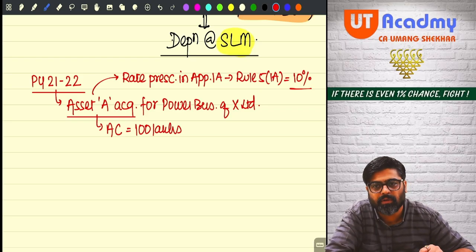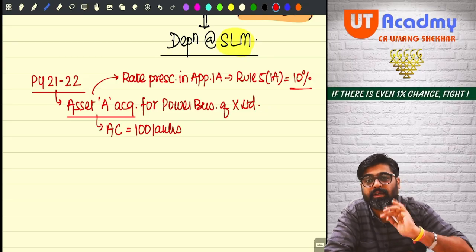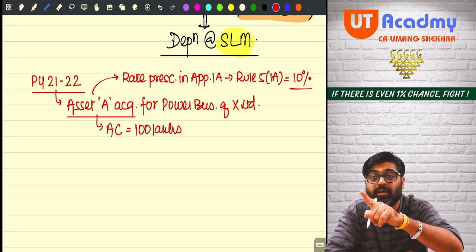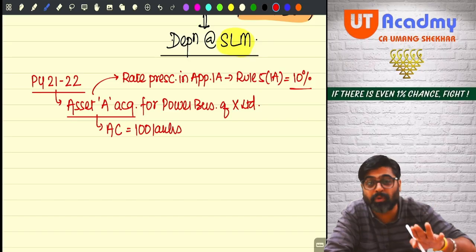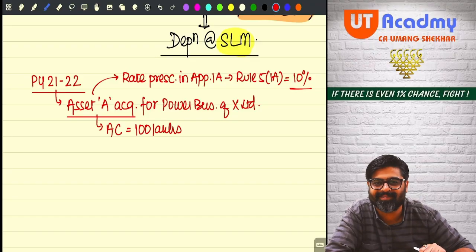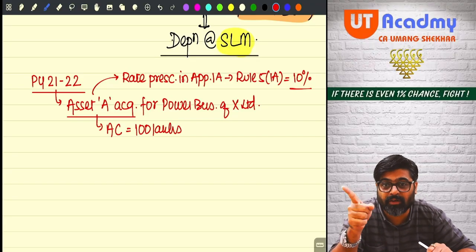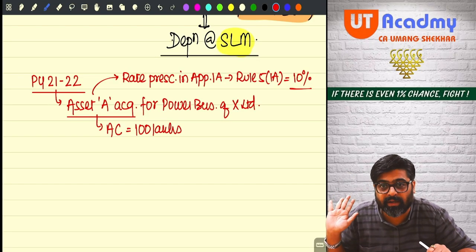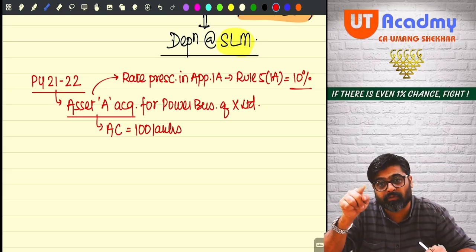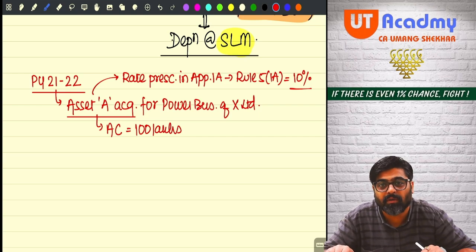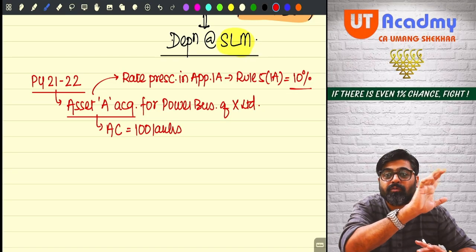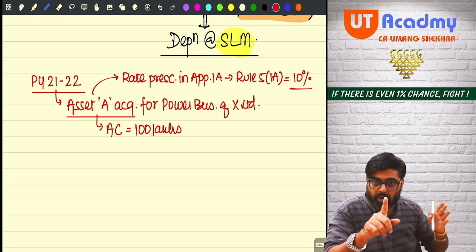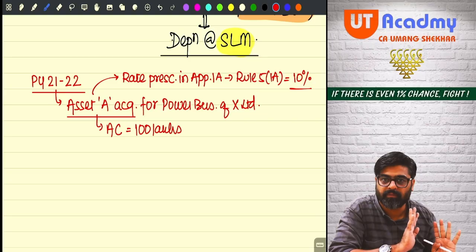Now, assuming that in the first year, the year in which the asset is acquired, the asset was put to use for 180 days or more. See, if in this year the asset is put to use for a period of less than 180 days, then for the first year the depreciation will be calculated at half rate. Yes or no? Not 10%, but 5% for the first year. But for all the other years, it will be at 10%.